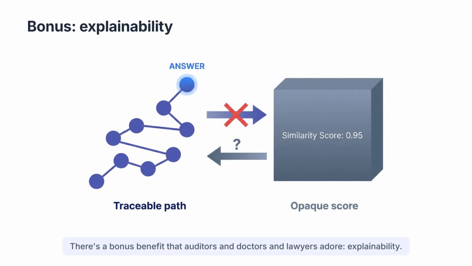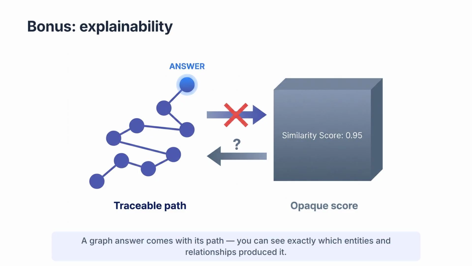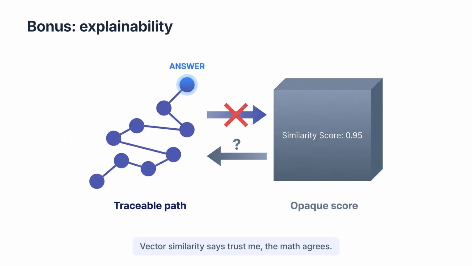There's a bonus benefit that auditors and doctors and lawyers adore: explainability. A graph answer comes with its path. You can see exactly which entities and relationships produced it. Vector similarity says, trust me, the math agrees. A traversal says, here's the trail. That traceability is gold in high-stakes domains.